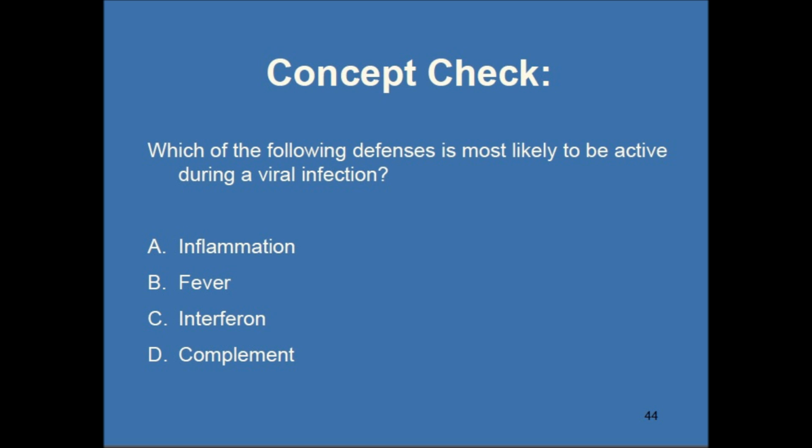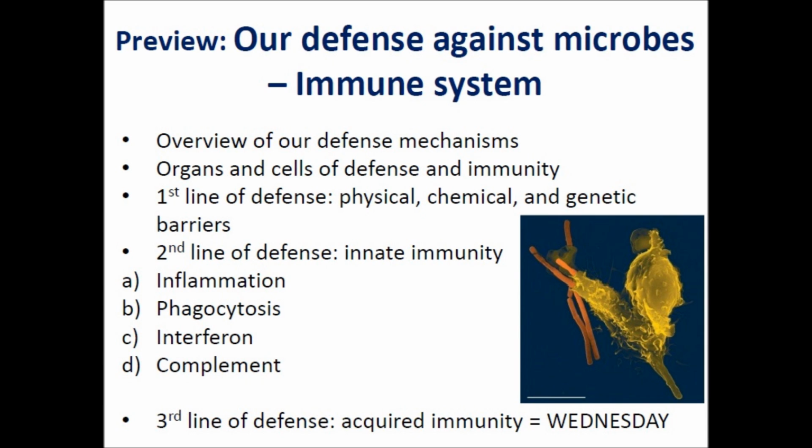I want to go back to the last slide then. Are we going the right way? Just the last one and this one. So we've covered these physical, chemical, and general genetic barriers in the first line of defense. And the second line were the inflammatory response, interferons, phagocytosis, and complement. And then after a 5-minute break, we can go into the third line and look at B and T lymphocytes. Does that sound good?